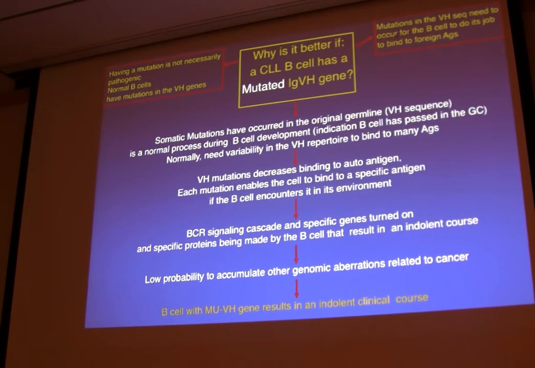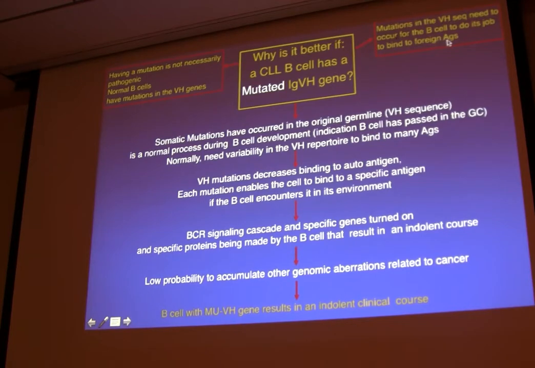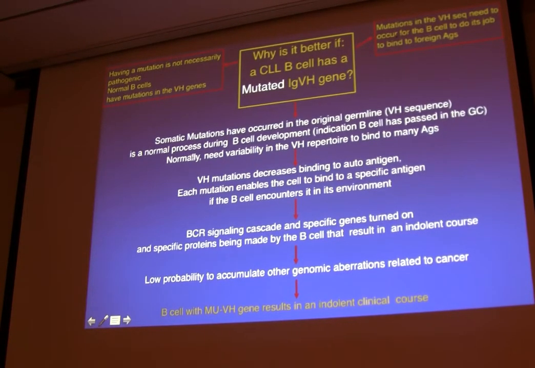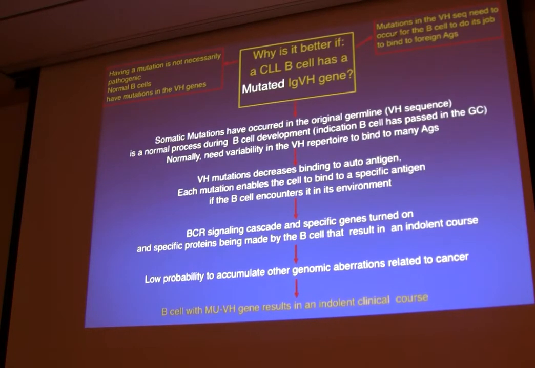And also, the VH gene, if it has a mutation, we know that needs to occur in the B cell to do its job of binding to foreign antigen, which I said. So somatic mutations, if they have occurred, mean they differ from the germline VH sequence. This is a normal process during B cell development, and this is an indication to us that that B cell has passed through its life cycle through the germinal center, because that's where the mutations occur.